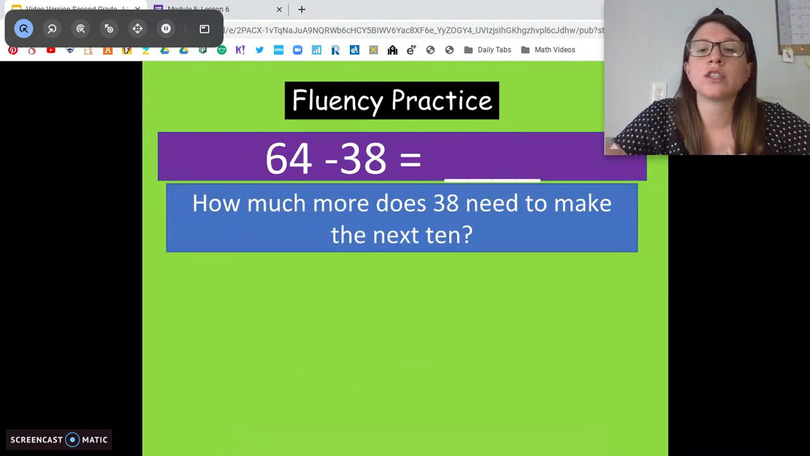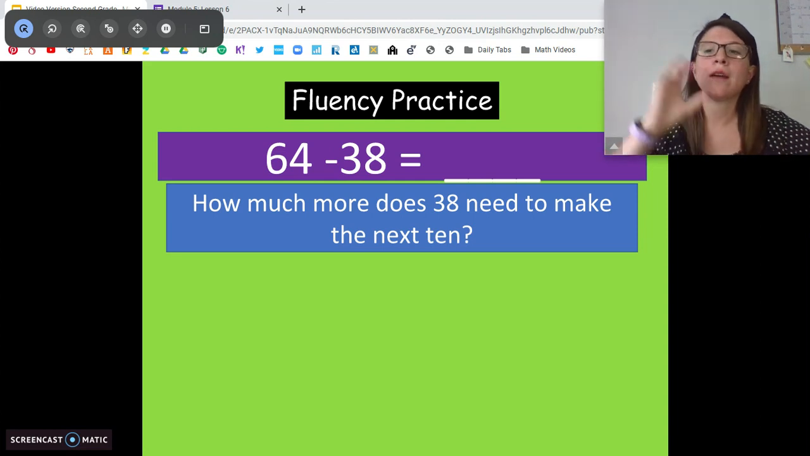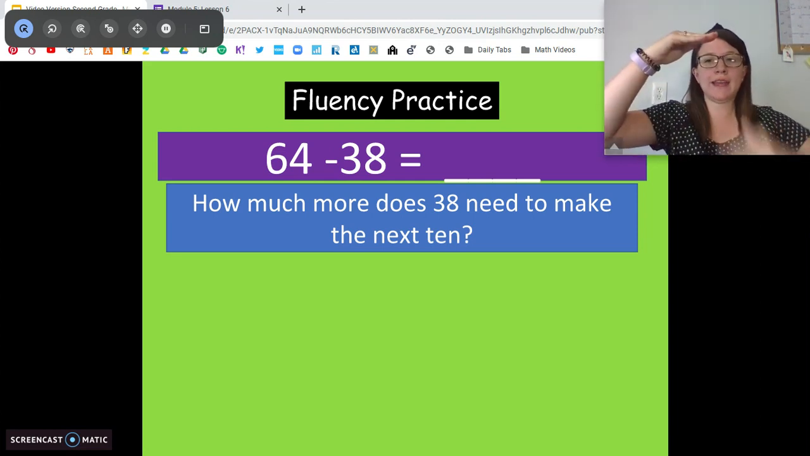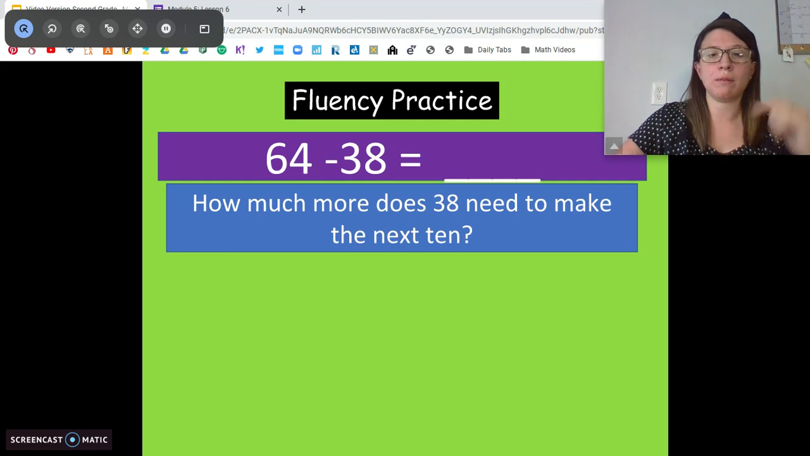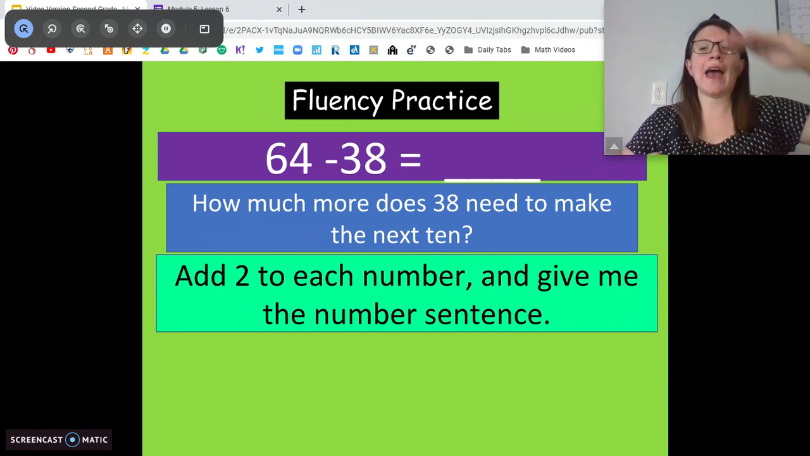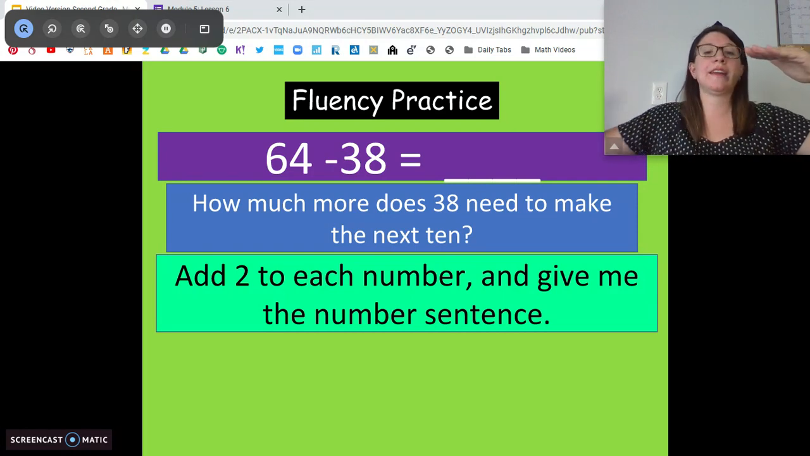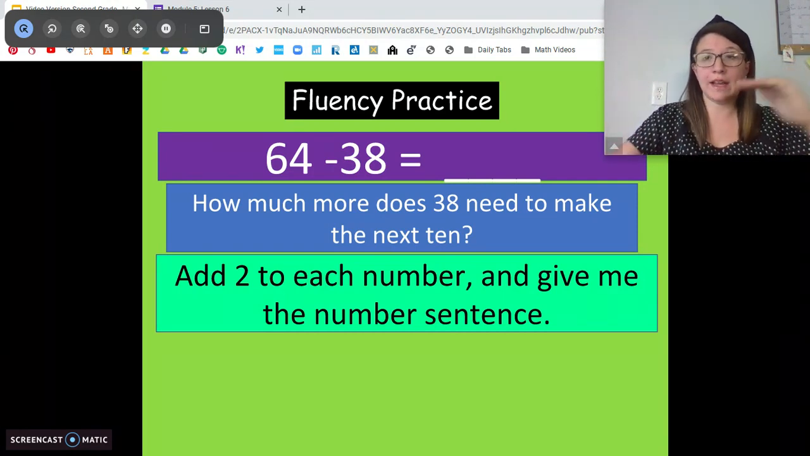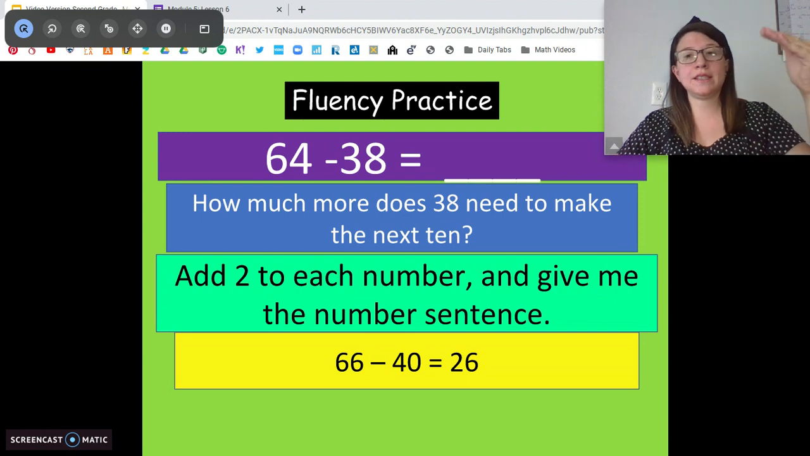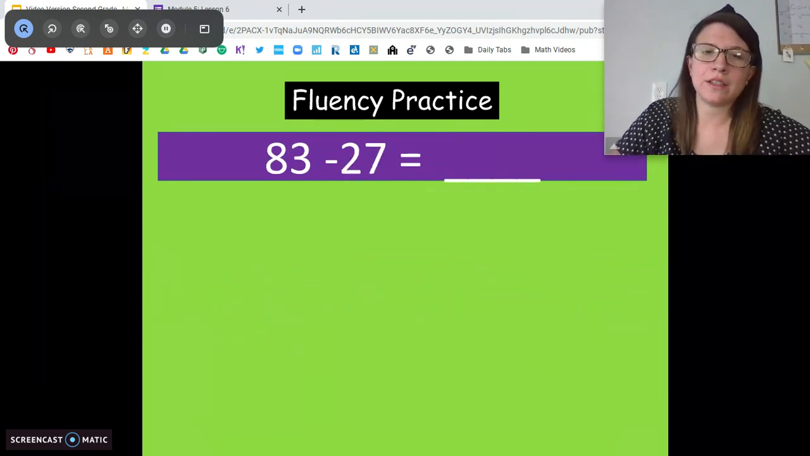How many more does 38 need to get to the next 10? 2, right? Pause, add 2 to 38, add 2 to 64, and write me that new number sentence. Good? So we're adding, because we want to get 38 to its next 10, we're going to add 2 to 64 and add 2 to 38 to get 38 to 40. So we're going to do 66 minus 40 equals 26. Excellent job. All right, let's try another one.